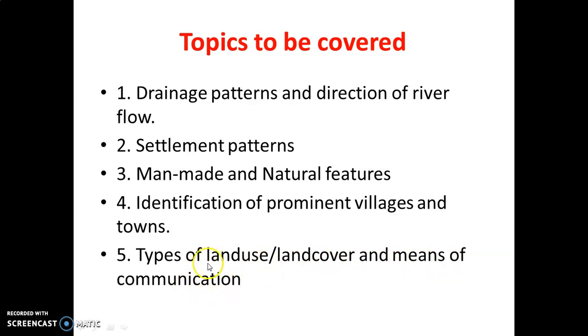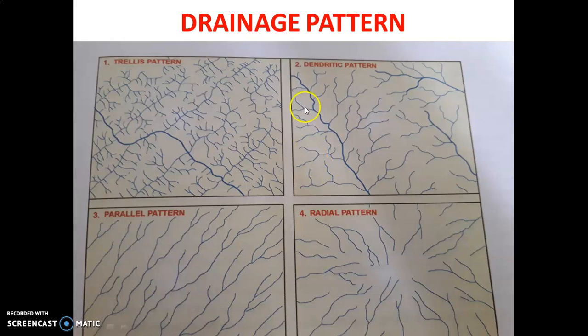Before starting, I want to explain what is land use and land cover. Land cover means how much of a region is covered by forest, wetland, cultivated land, uncultivated land, and on the other side land use shows how people use the landscape, whether for development, agricultural activities, conservation or mixed uses. So let's learn about drainage pattern.